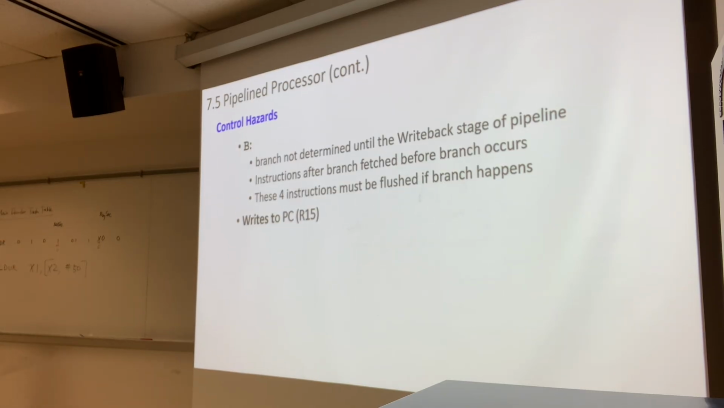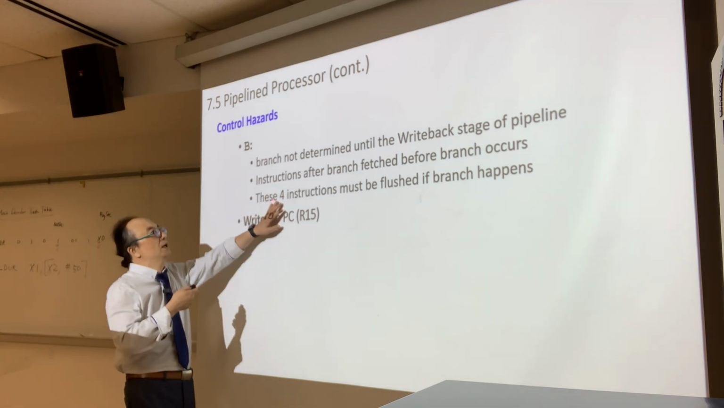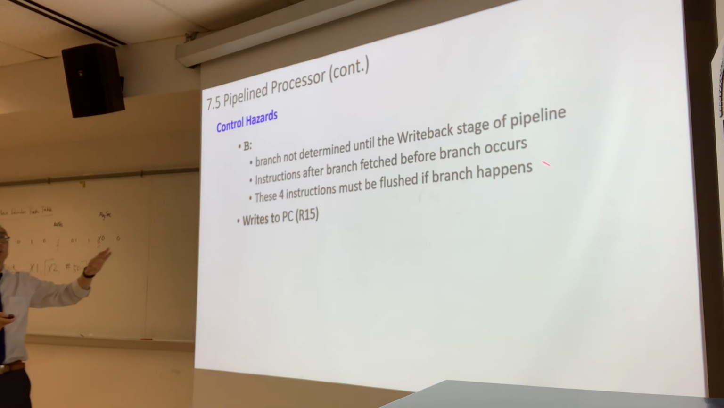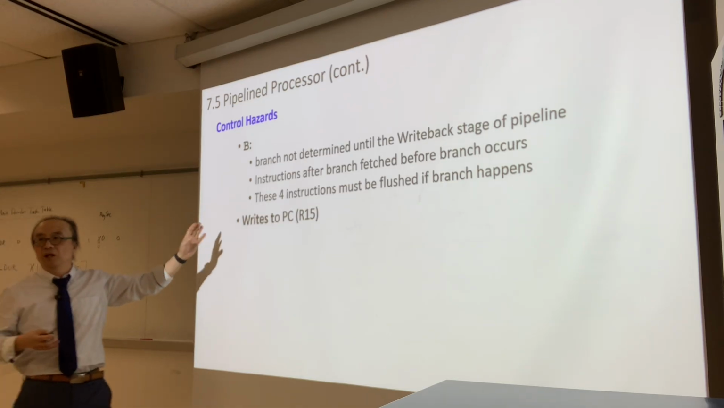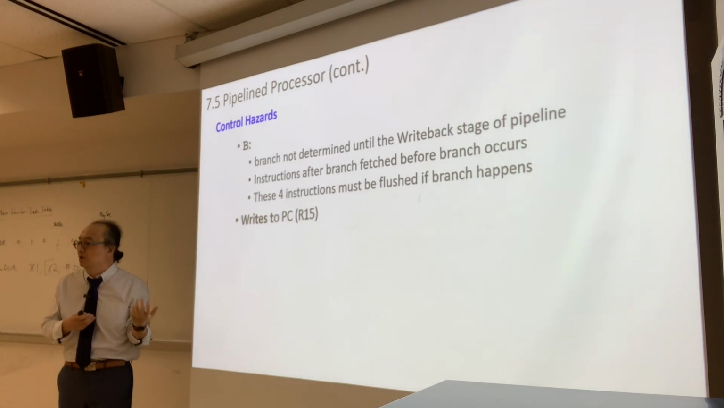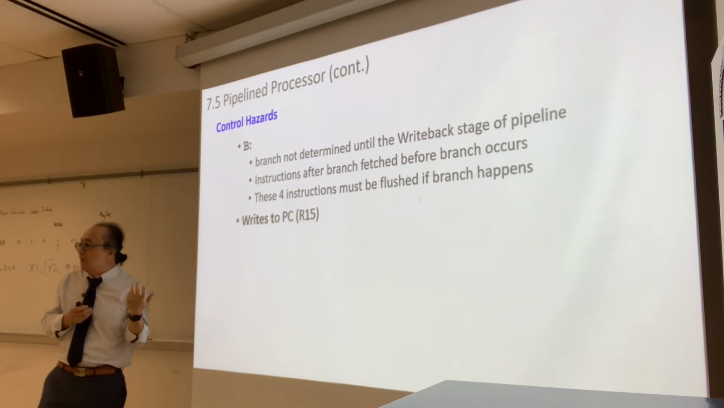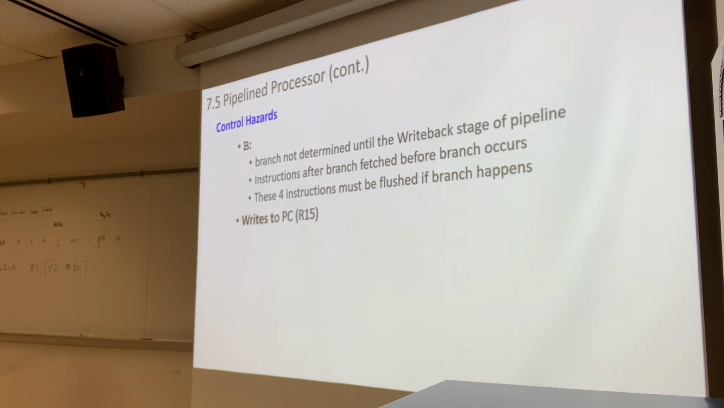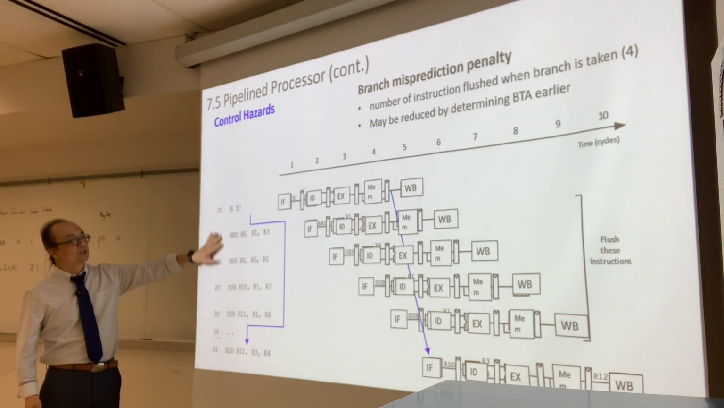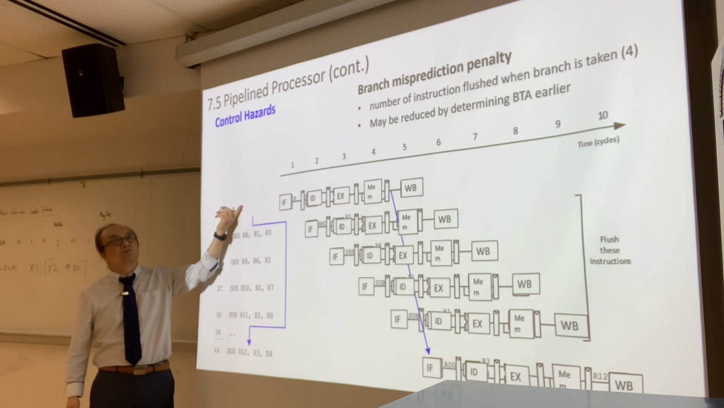So the last item for this chapter 7 is about the branch instruction. The branch is not determined until the write-back stage of the pipeline. Instructions after the branch are fetched before the branch occurs. Because once the branch instruction gets into the ID stage, we keep feeding in the following instructions, and if the branch is taken, all of those instructions go into the drain. We have to flush them out. So these are the 4 instructions we need to flush if we do the branch here.